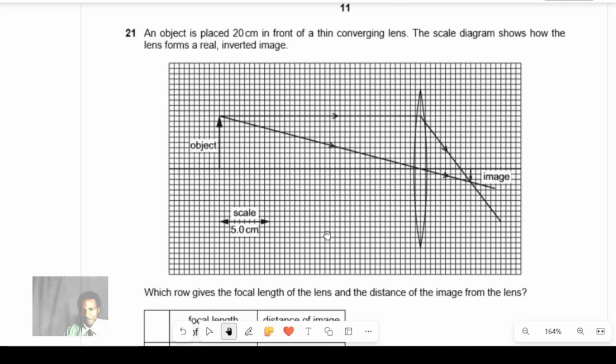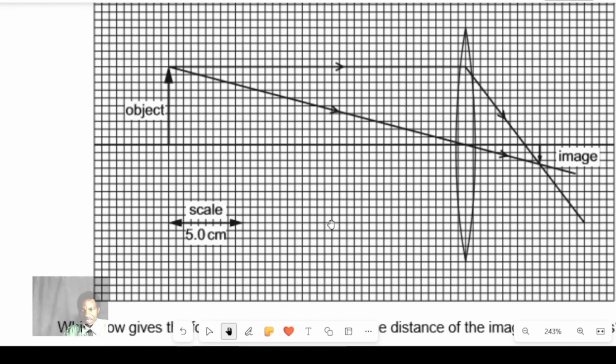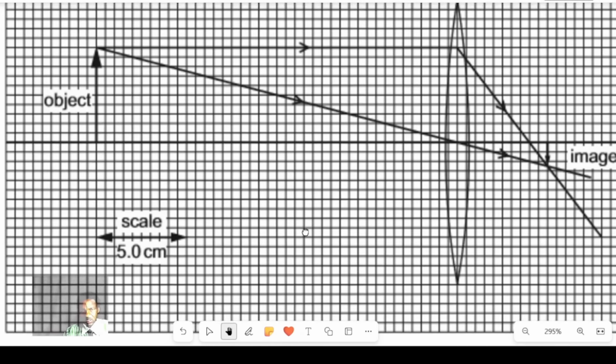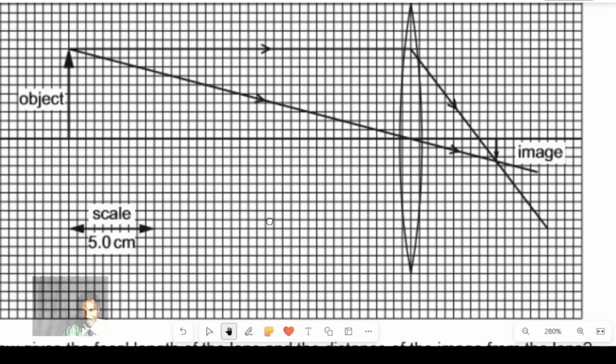So let's magnify this diagram so that you can see very well. If we magnify it, you can have a better view. Now, the most important thing is that we are given the scale here. So from here to here, this is 5 cm. So U is equal to 20 cm, given in the question. So that's the distance from here to here, the object.